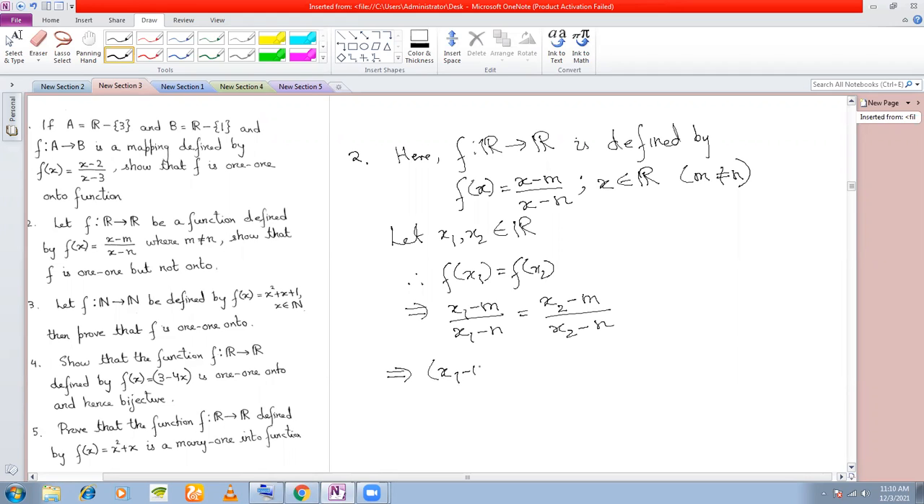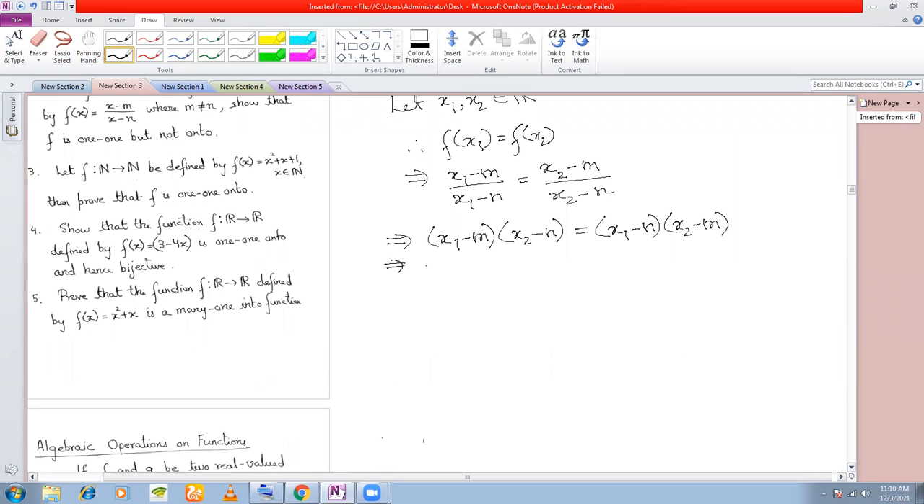Now this becomes (x1 minus m) into (x2 minus n) equals (x1 minus n) into (x2 minus m). Multiply all this: x1x2 minus nx1 minus mx2 plus mn is equal to x1x2 minus mx1 minus nx2 plus mn. So you see here that x1x2 cancels from both sides, also mn cancels from both sides.